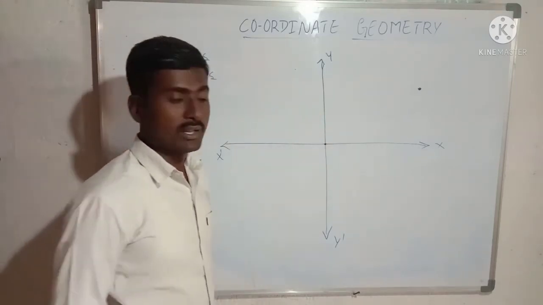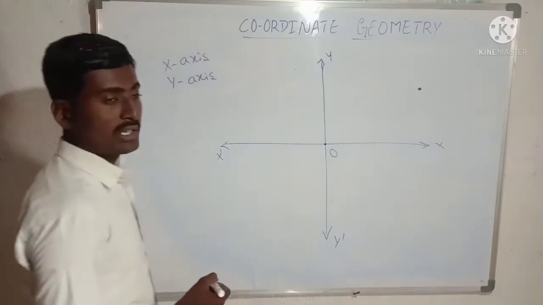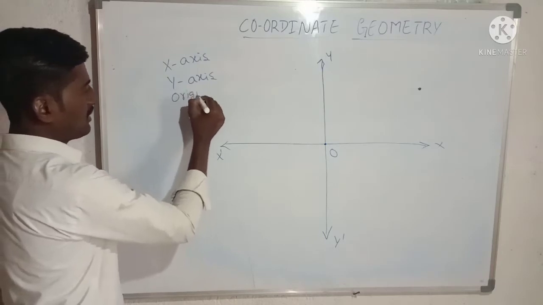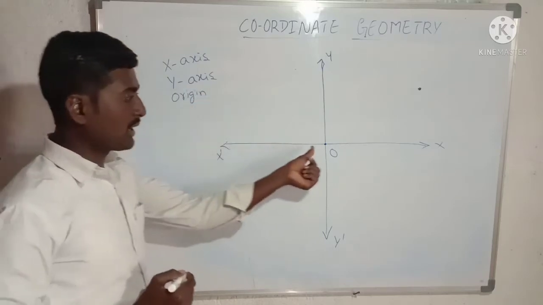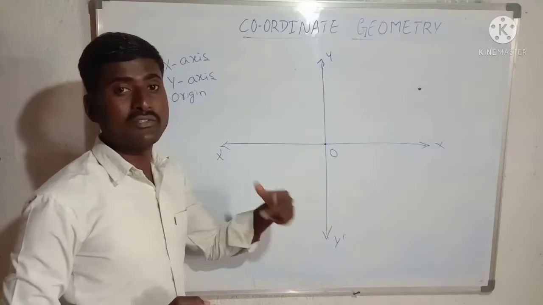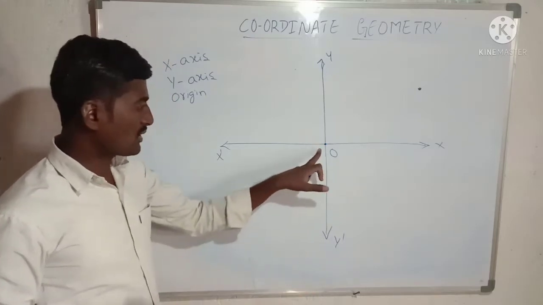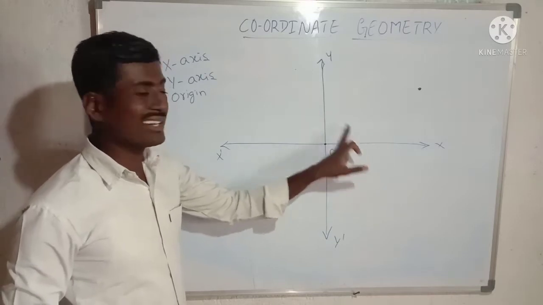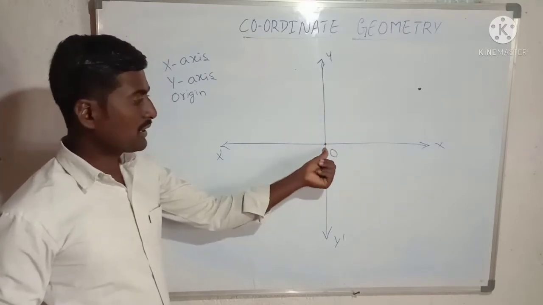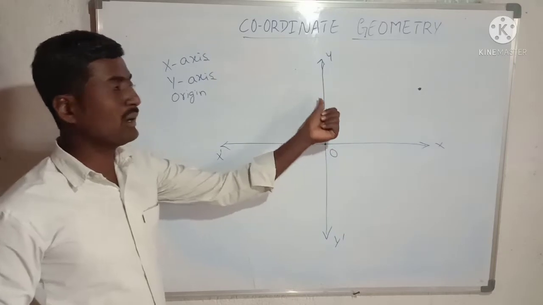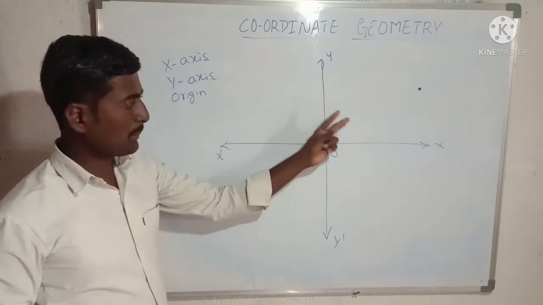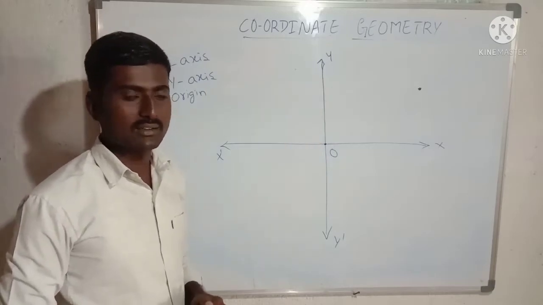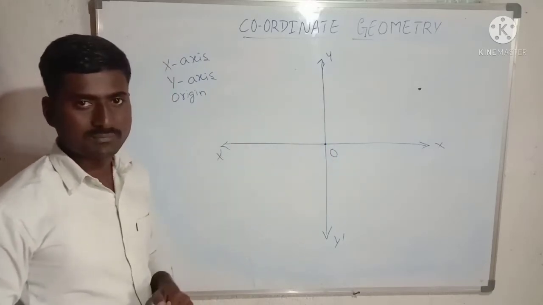This point is called the origin. O, capital O it is. Origin is the point of contact or point of intersection, I can say. Origin is the point of contact of two perpendicular axes, or point of contact of x-axis and y-axis. This is the origin.